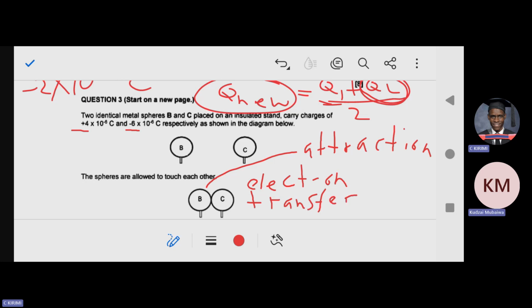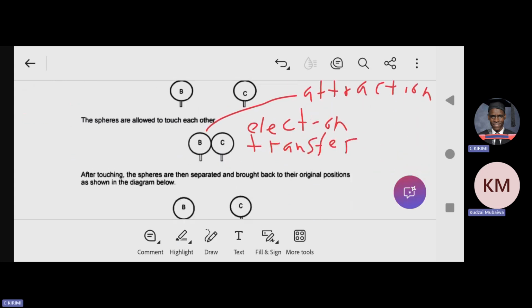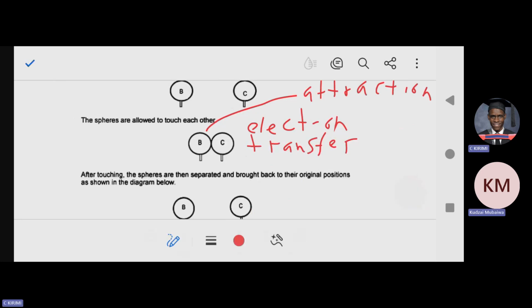When they are in contact, there's electron transfer until all the charges have equal charges. So the charges are now the same. So when charges are the same, what happens? They repel. For example, this is positive, positive. That's why there's a repulsion now. They separate. Yes, sir. That is what is happening. There's repulsion, the charges separate.